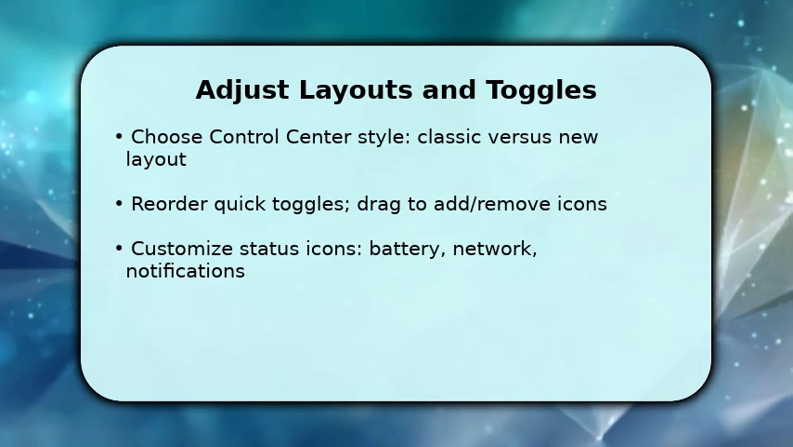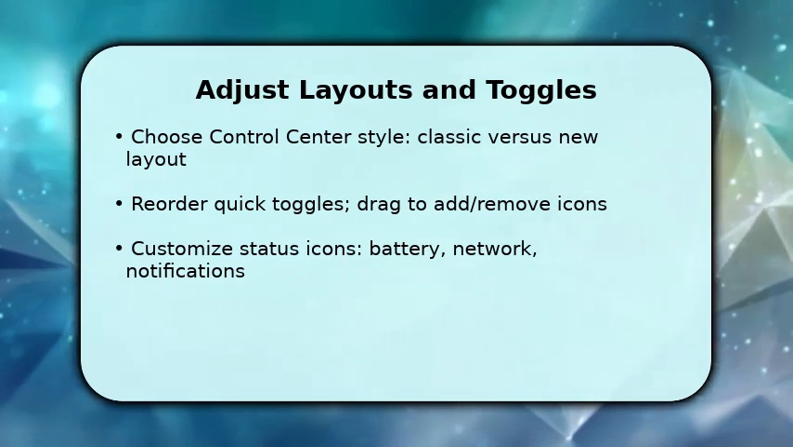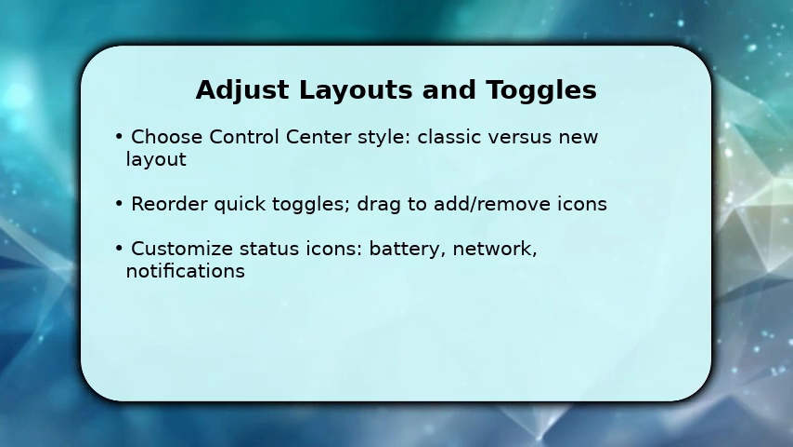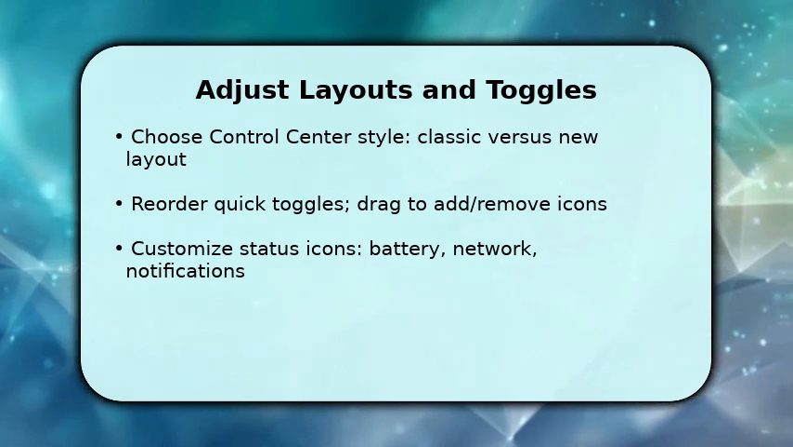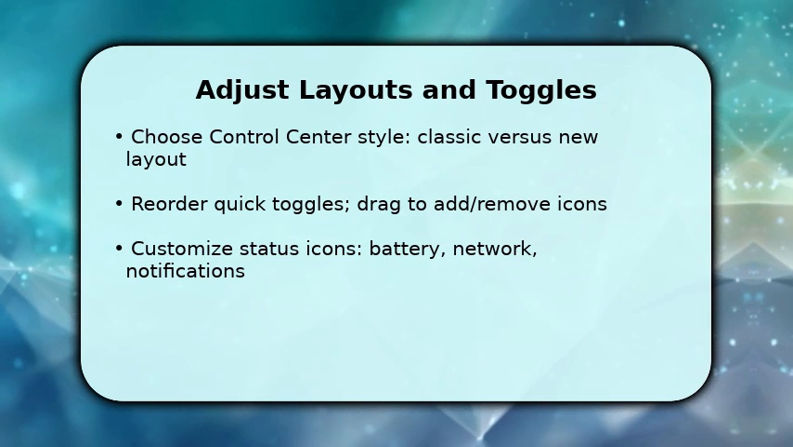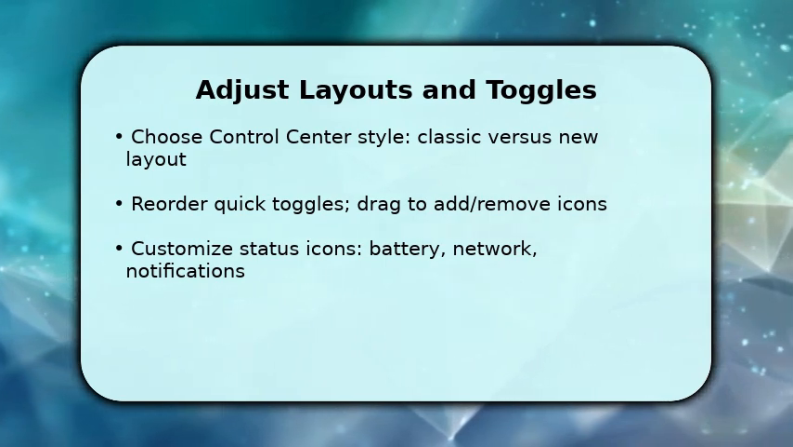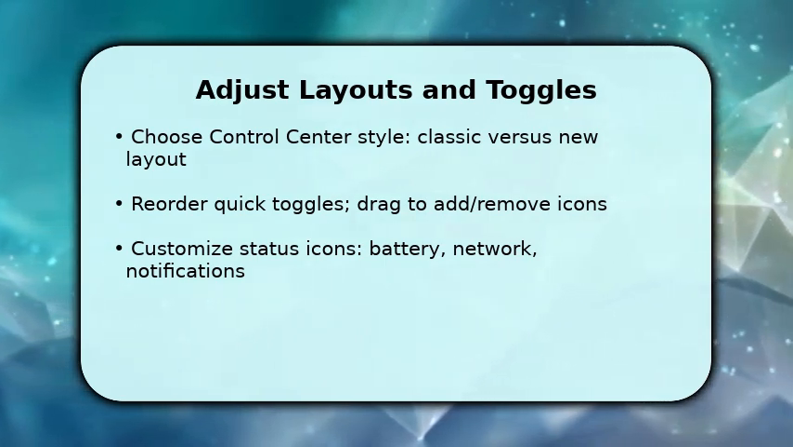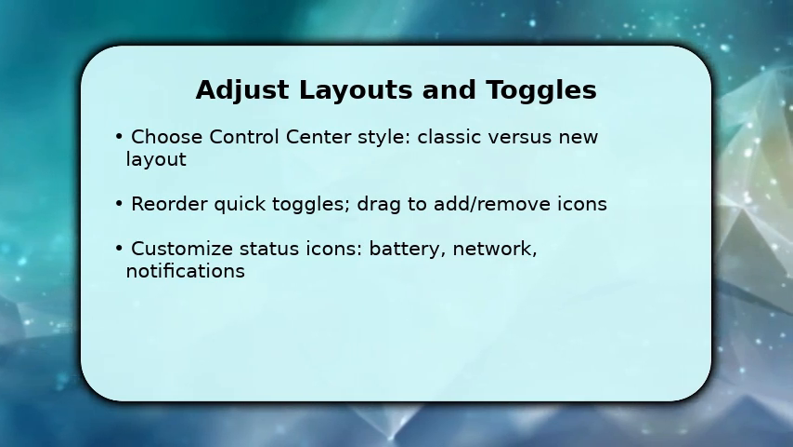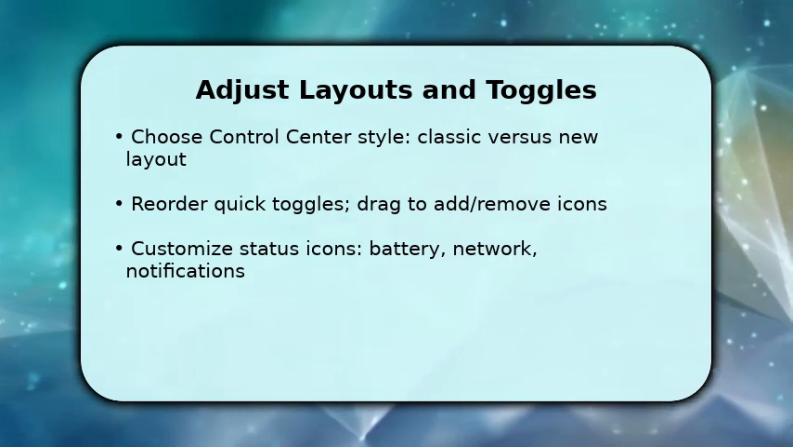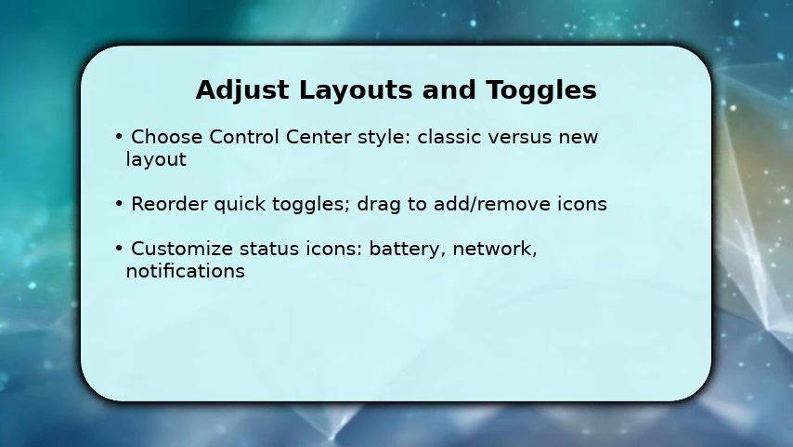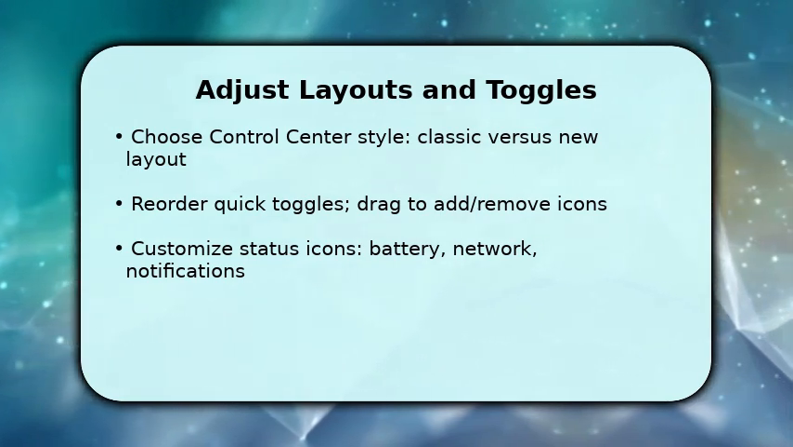Once done with navigation, decide which control center style you prefer, classic versus the new layout, because that determines where toggles appear. Next, enter Edit or Manage toggles and drag items to reorder, add, or remove quick settings. This changes what appears in the notification bar. Make sure to save or exit using the back arrow so changes commit.